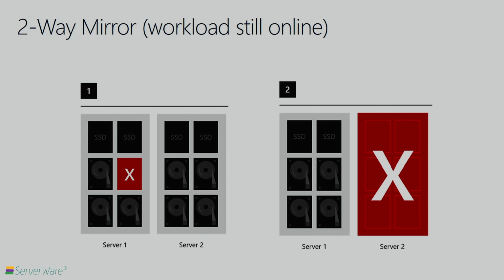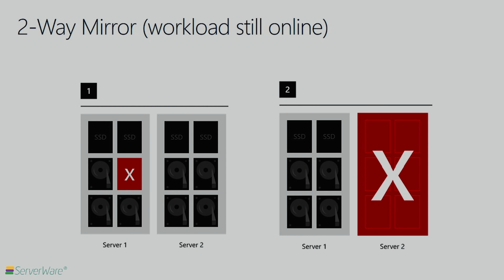On the screen, you'll be able to see two different scenarios. Scenario number 1 is one of the disks in server 1 failed, and server 2 is fully intact. In this environment, there will be no downtime. On the other hand, in scenario number 2, the entire server number 2 goes down, and with server 1 fully intact, your data and workload will remain intact.